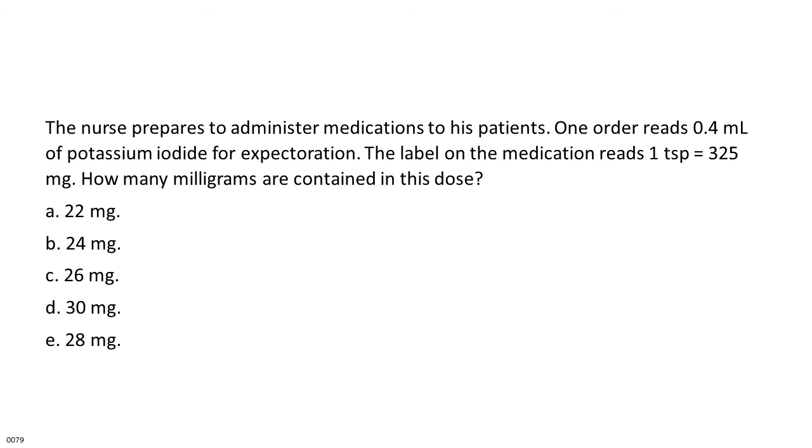The nurse prepares to administer medications to his patients. One order reads 0.4 milliliters of potassium iodide for expectoration. The label on the medication reads 1 teaspoon equals 325 milligrams. How many milligrams are contained in this dose? A. 22 milligrams. B. 24 milligrams. C. 26 milligrams. D. 30 milligrams. E. 28 milligrams.